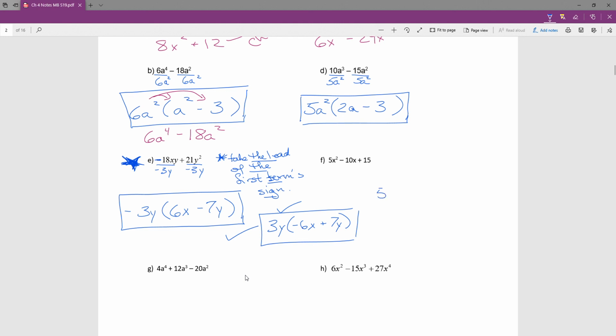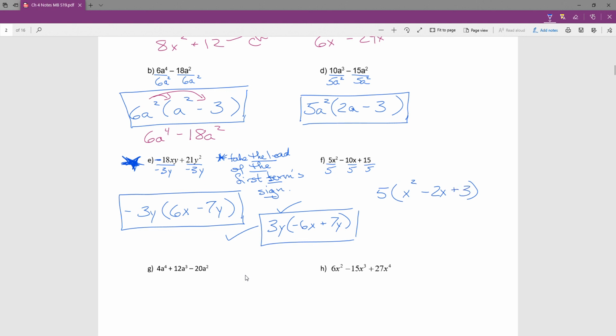So moving through the last ones here, I've got trinomial in F, and I've got a common factor of just 5 for that one. I put down my brackets and I'm going to follow my own advice. I'm going to divide each of my terms by 5, and that's what I use to fill up my brackets here. So the first term would leave me with an x squared. The second term would leave me with a negative 2x, and the third term would be a plus 3.